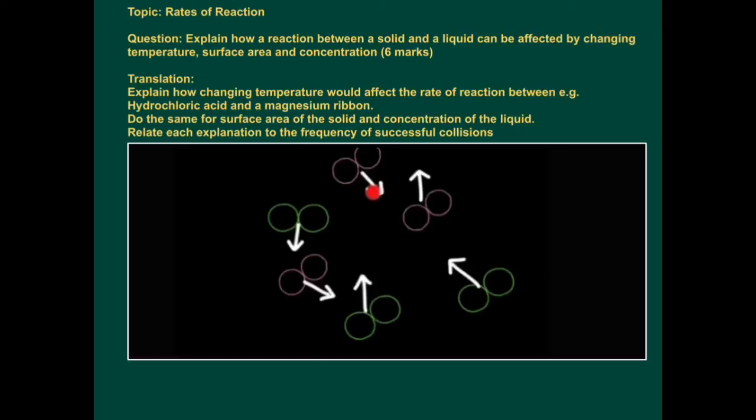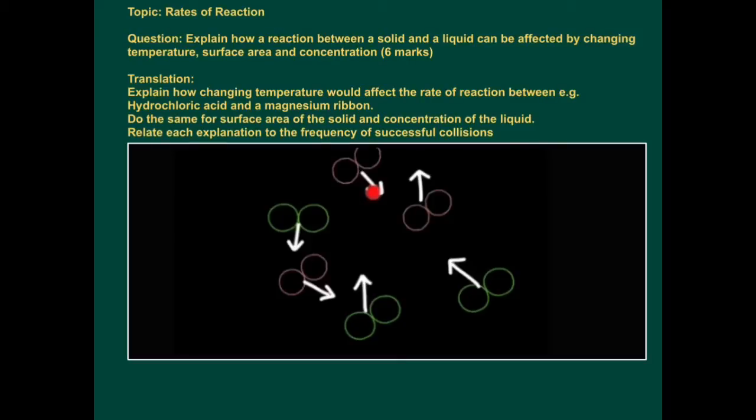So relate that to something you know, like hydrochloric acid and magnesium. And we're going to change the temperature of the reactants, the surface area, well, we can only increase the surface area or change the surface area of the solid by crushing it up into smaller bits. And we can change the concentration of the liquid by adding more particles into that liquid.